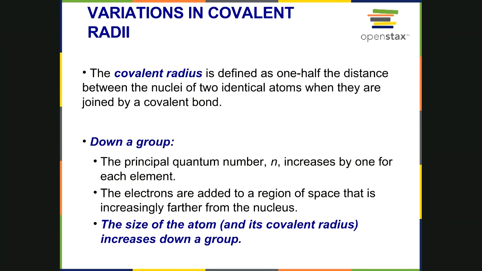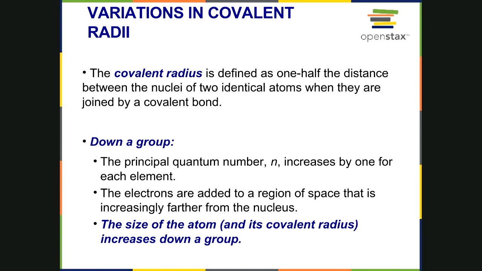So, just in terms of definition, the covalent radius is defined as 1/2 the distance between two identical atoms when they are joined by a covalent bond. We have to get a good definition for radius, and it's a little tricky to talk about the radius of an atom that doesn't have a defined edge, because remember these are probability regions, so there's really no definite size outside of an atom. It kind of just fades away to nothingness.